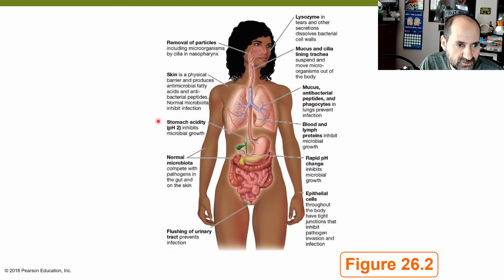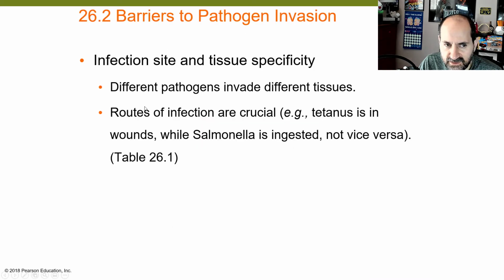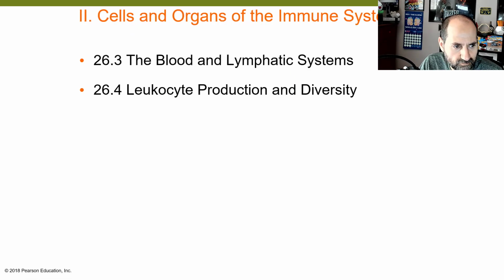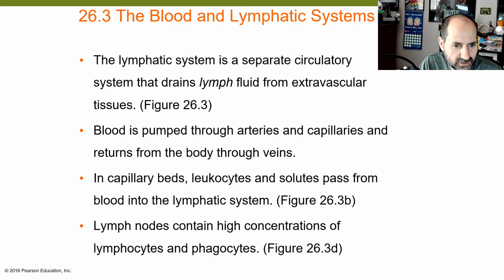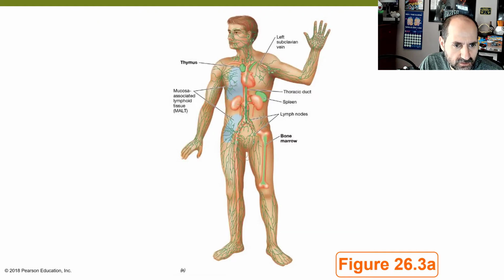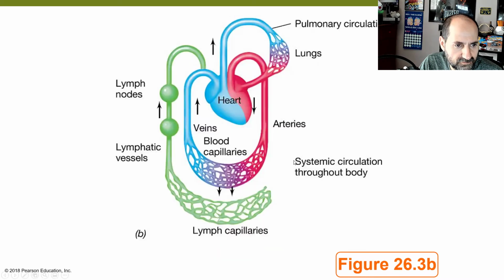You should know that all of these are parts of the innate immune system: the skin, the mucus, the lysozyme, flushing, acidity, normal microbiota. All of this stuff is part of the innate immune system. Let's see, what else? We should know about the lymph nodes and the lymphatics. We should know about the bone marrow, the thymus, spleen. All of these are parts of your lymphoid tissues and your immune system.